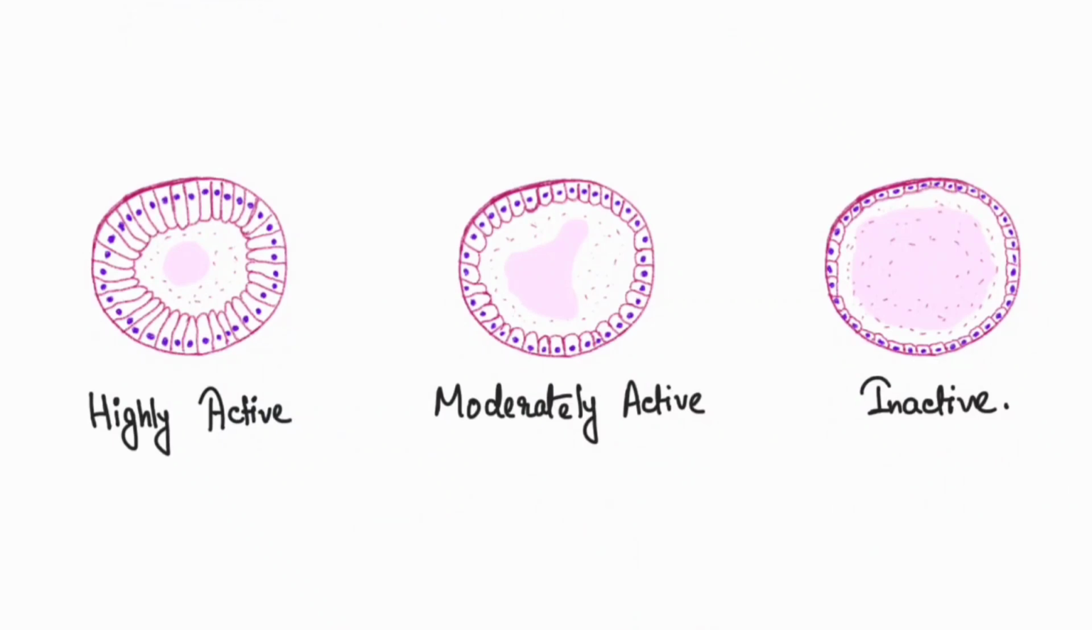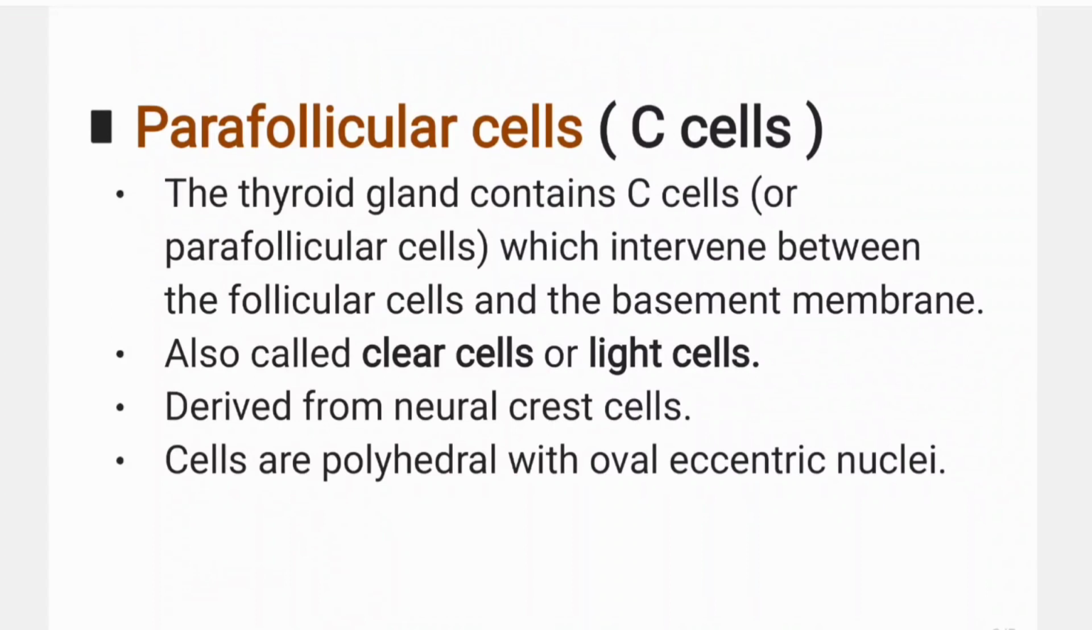So this is the stage where the cells are columnar, and this is a highly active stage. Now when the cells are cuboidal, this is moderately active, and when the follicular cells become squamous, that indicates that this gland is inactive. So next we will see the parafollicular cells.